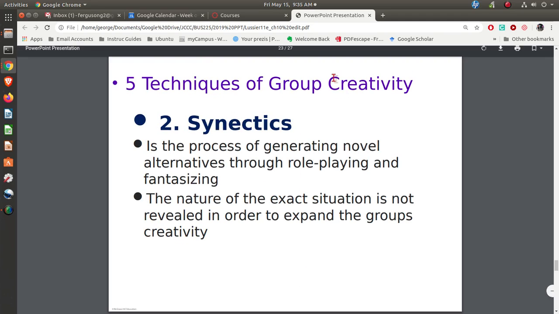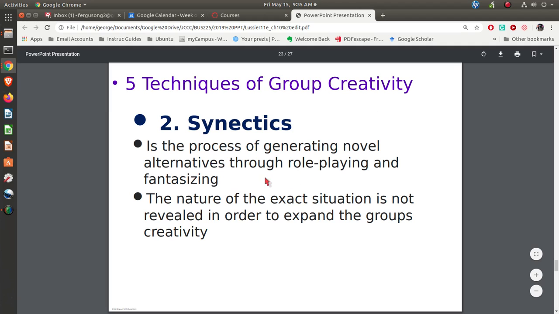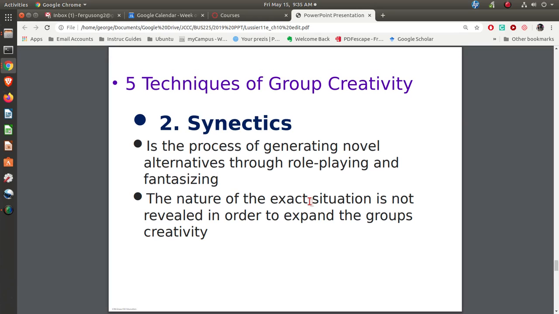Synectics is another type of group creativity. What you're doing is trying to find different things that might be put together. So let's say you're talking about, okay, what if we could have submarines that had screen doors? Well, there may be a problem with that, but there could be an idea that comes from it.